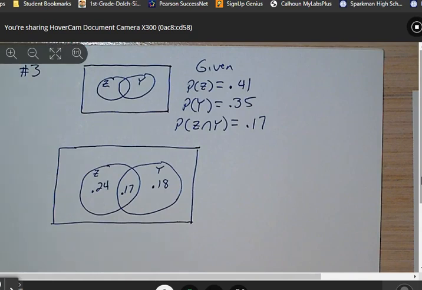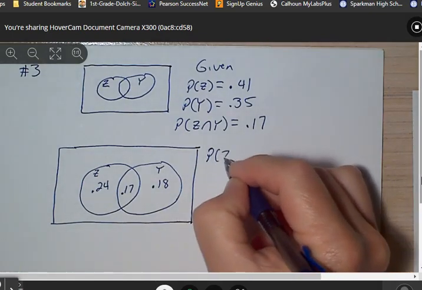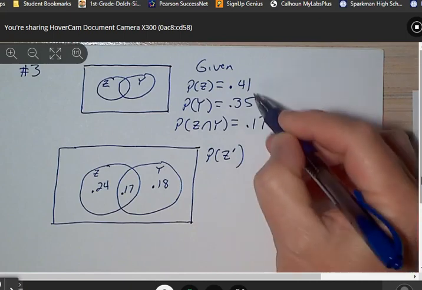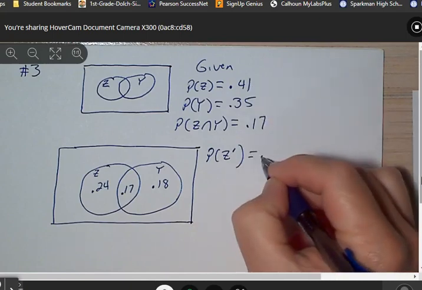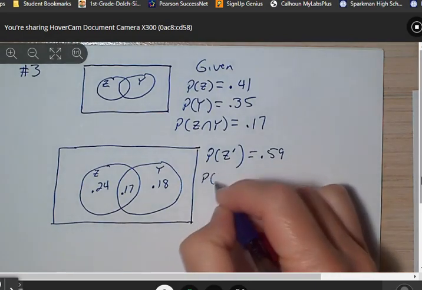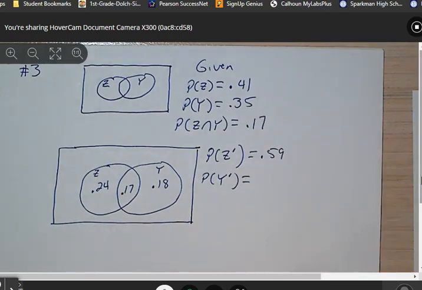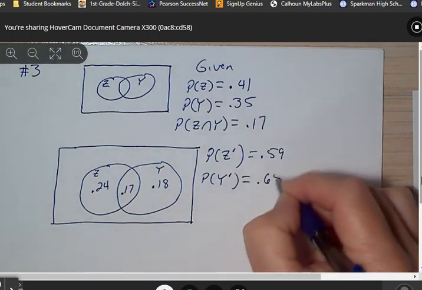All right, and they're going to ask you all kinds of different questions. So once they've given you that part, the extra thing you would want to do, since you were given this, is go ahead and start getting the complements. The complement of Z would just be subtracting this from 1. So that would be 0.59 for Z complement. Same thing for the complement of Y. Do 1 minus 0.35, and that would be 0.65.